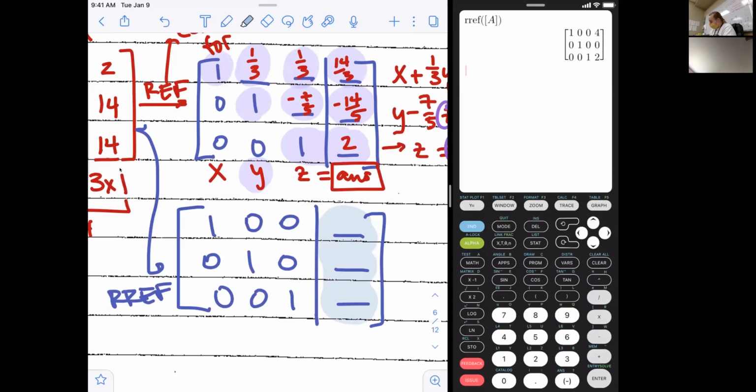You see how the first answer is 4? What do we get x to equal? 4. See the middle one is 0?